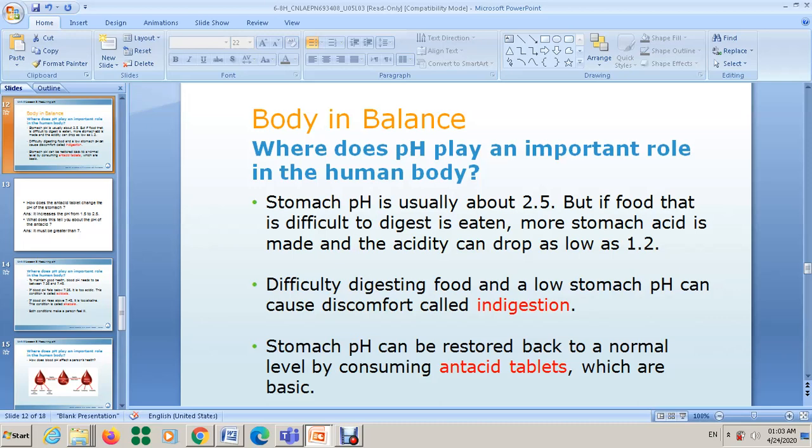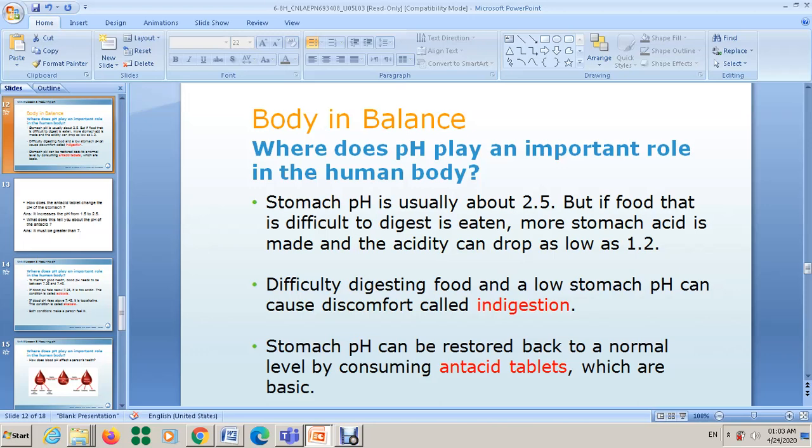Hello everyone. In this lesson we want to talk about how pH is very important for our body, how our body keeps homeostasis by keeping a correct pH inside it, and how some parts have different pH. Let's start with the first part inside our body that has a specific pH, which is the stomach.